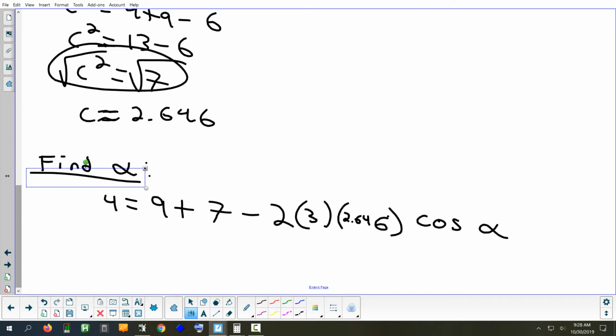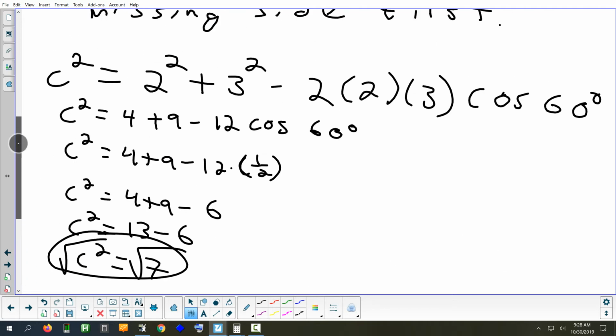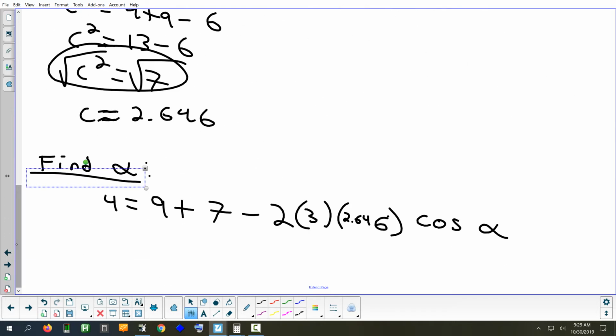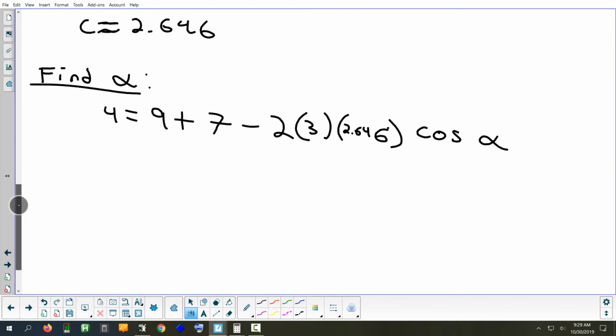Now, this is kind of the opposite of what we just did. What we did before, the letter was pretty much by itself the whole time. We only have to do one thing at the end to get rid of that exponent of 2. This, the letter is not by itself at all. Right? Almost everything is on the side with the letter, so we got to get everything away from the letter. So let's simplify what we can.